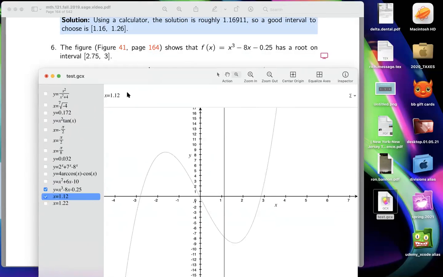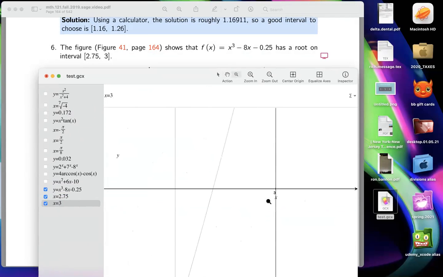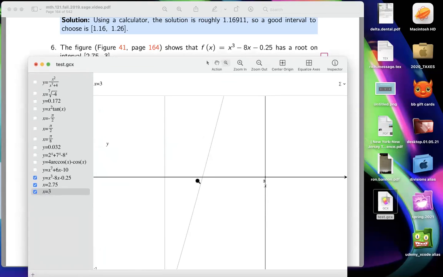So 2.75. Put that down. And the other number is 3, right? And I'm going to zoom into that area now. All right. Again, someone's going to say, I don't have this application. You're free to use what you like. All right. You're free to use what you like. And I'm going to say that I definitely see the root over here.